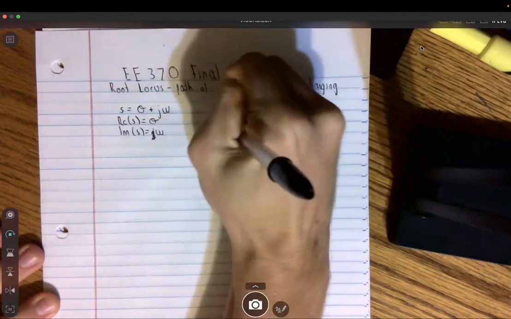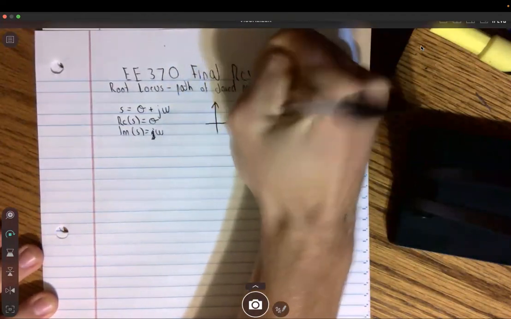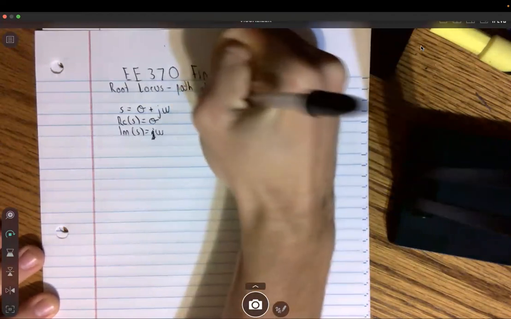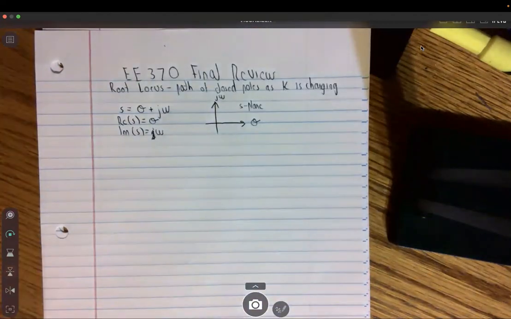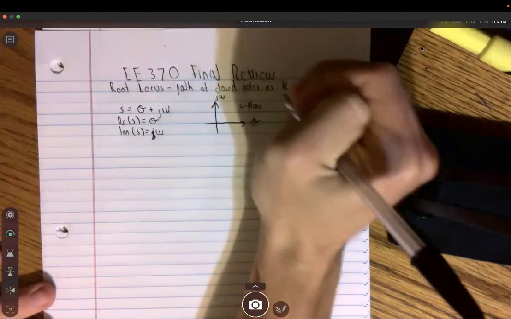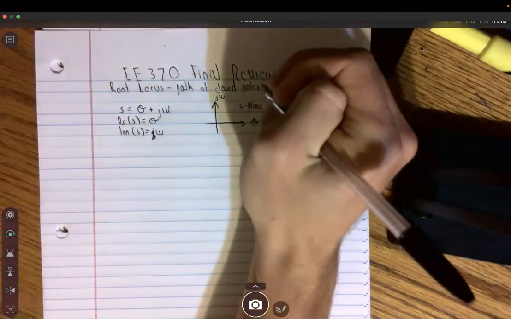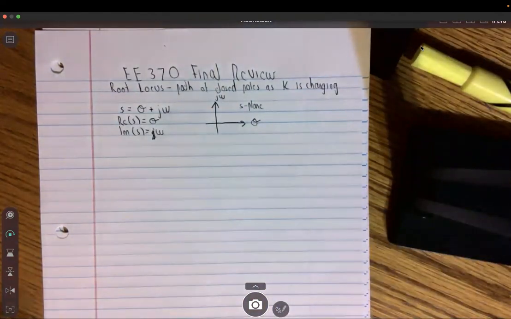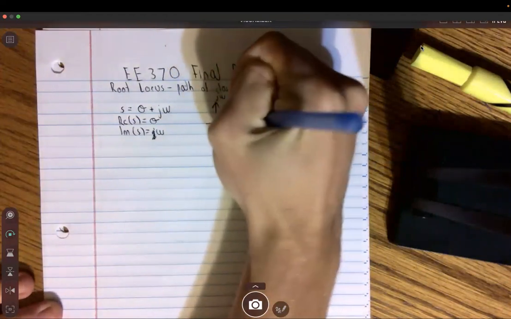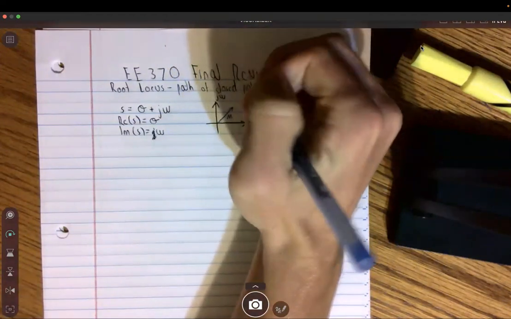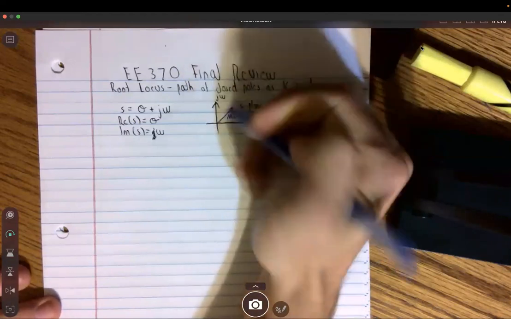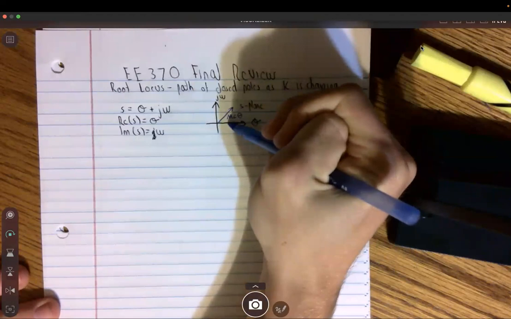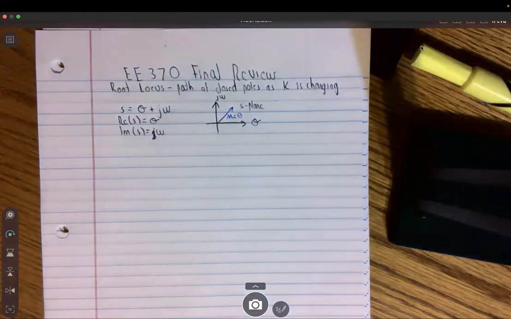When we graph this on the S plane, we have the sigma on the real axis and the J omega on the imaginary axis. This can be represented as well when you have vectors, or as we like to call them, phasors. They start from the origin, and they have a magnitude and a phase angle. The magnitude is the length of the vector and the phase angle is from the real axis up to the phasor that you have.